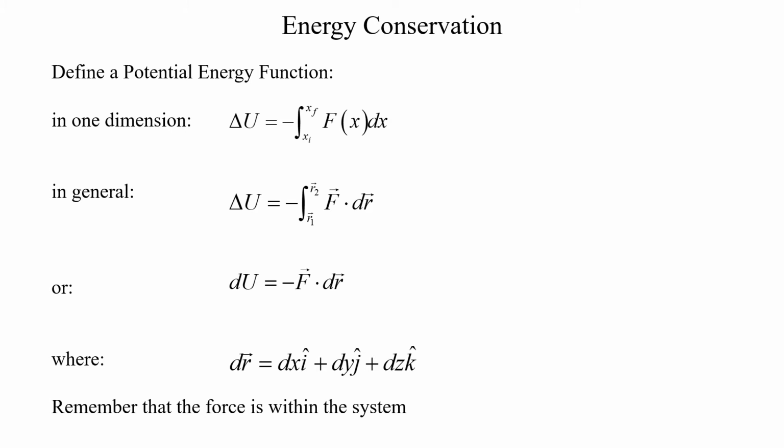We can also write this in differential form: dU equals minus F dot dr. And again, dr, of course, is dx i hat plus dy j hat plus dz k hat. And remember again, the force is within the system.